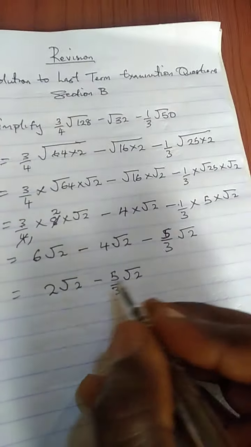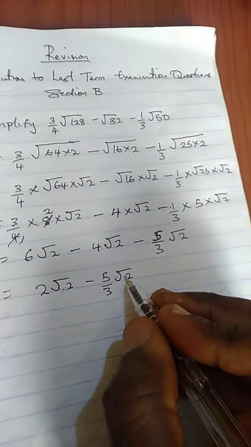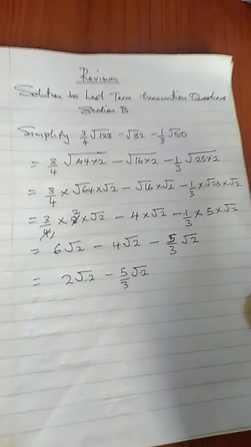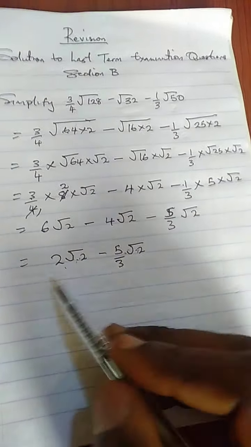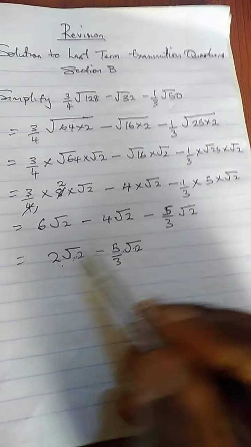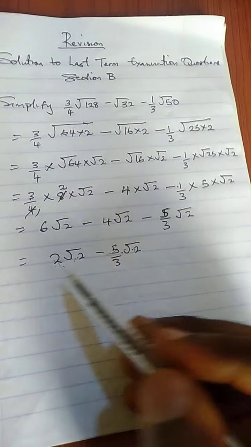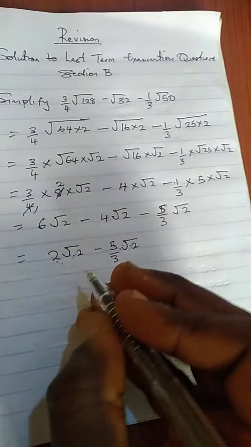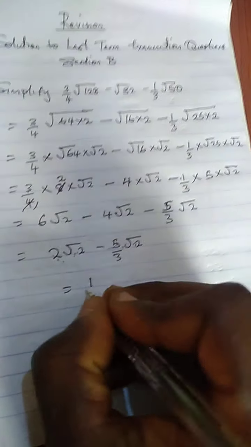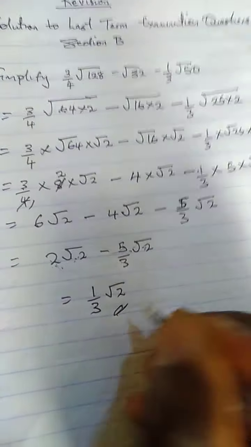Since these two surds have the same base, which is root 2, it's possible to perform the operation of addition and subtraction. So we can subtract here. When we want to subtract this kind of number, what we do is subtract the coefficients. So we subtract 5 over 3 from 2, and when we do that, what we have is 1 over 3 root 2, which is the answer to that question. And this is question 2A.